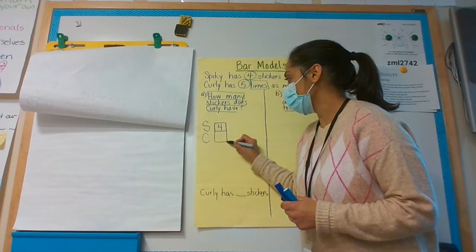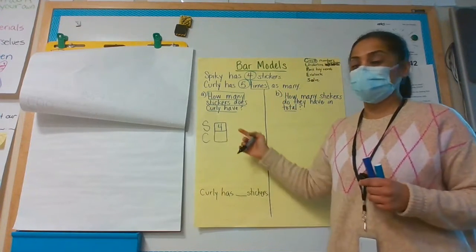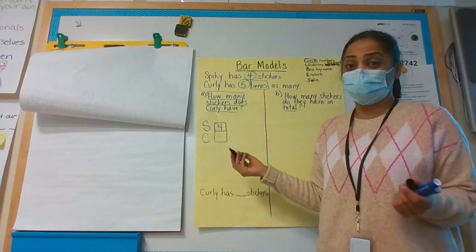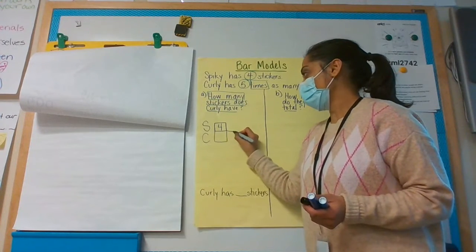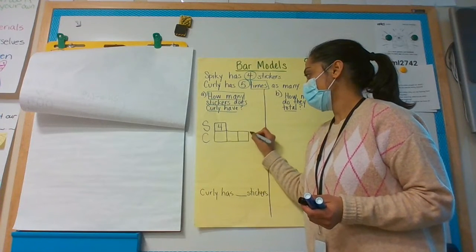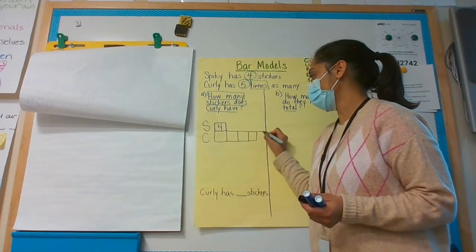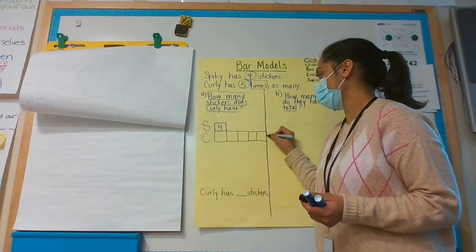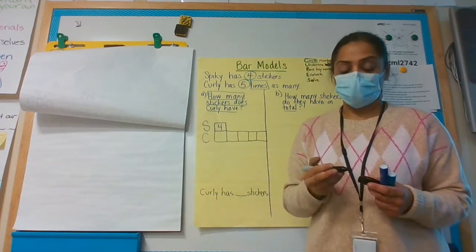See how I make it the same first? Right now it's showing that Spiky and Curly have 4 each. But I want to make sure that I show that Curly has 5 times as many. Now you can see that my boxes are not looking very even. We want to make sure that they are.